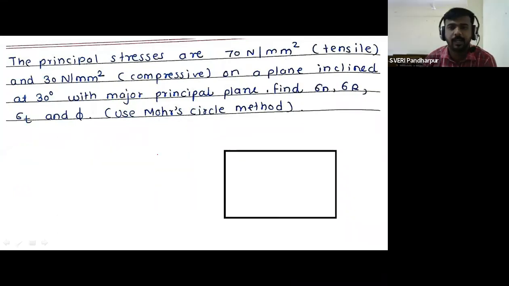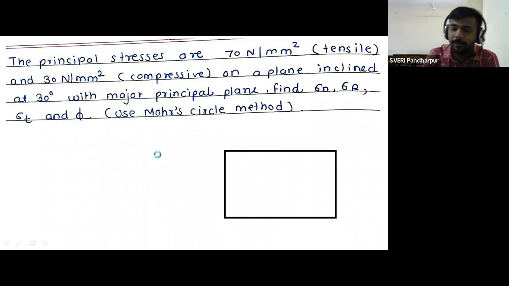Okay, we'll start now. So once again, very good morning. In the last lecture, we started the graphical method, that is the Mohr circle method. And in the previous lecture, we discussed the procedure of Mohr circle. So the previous problem, whatever we have solved.